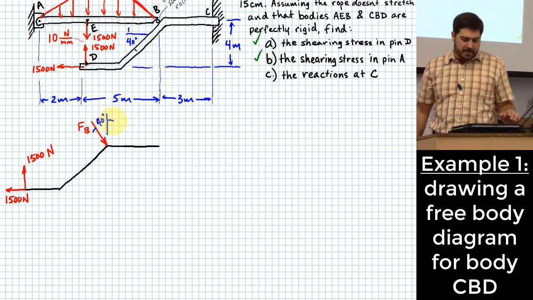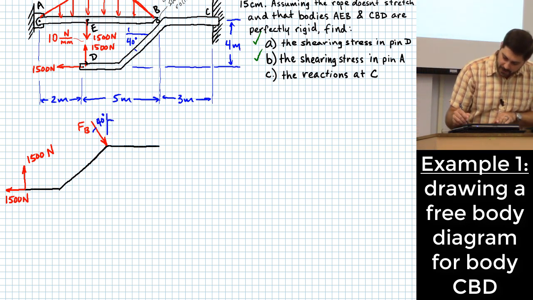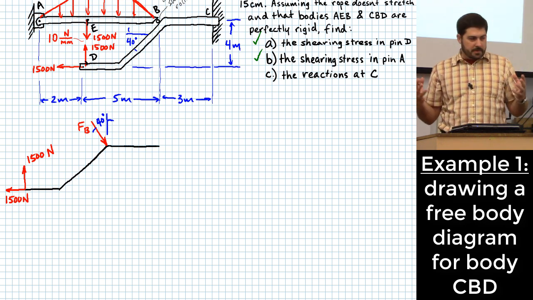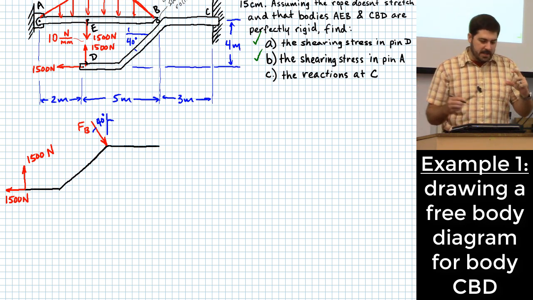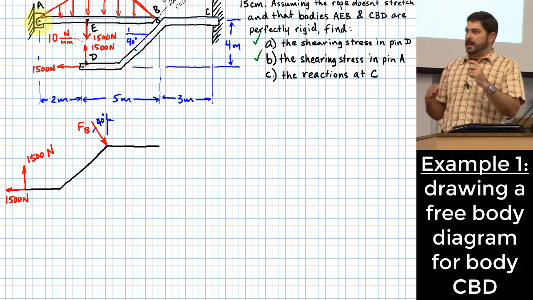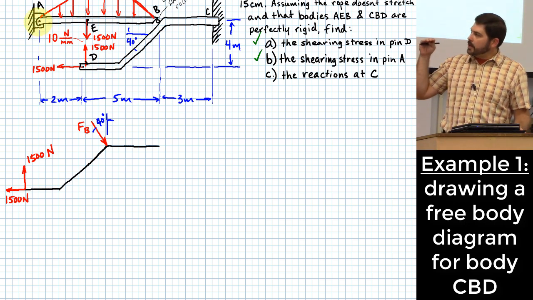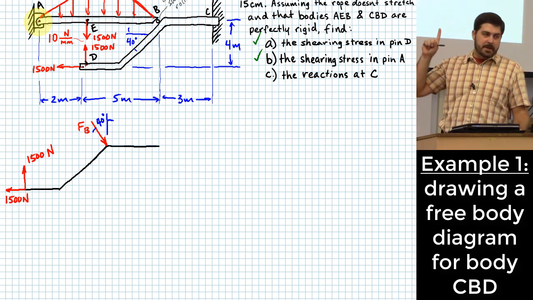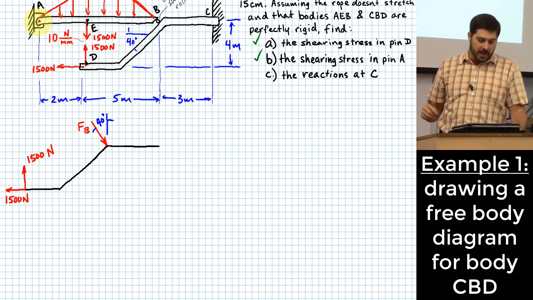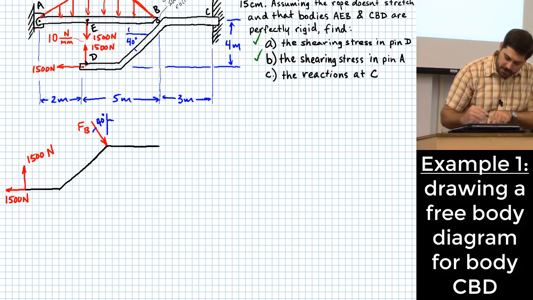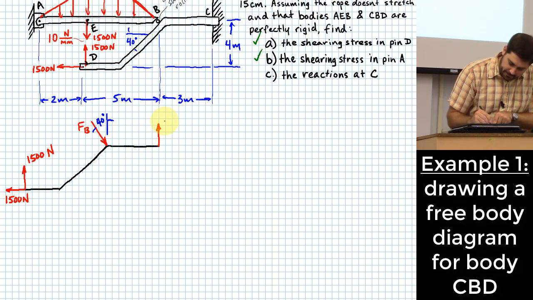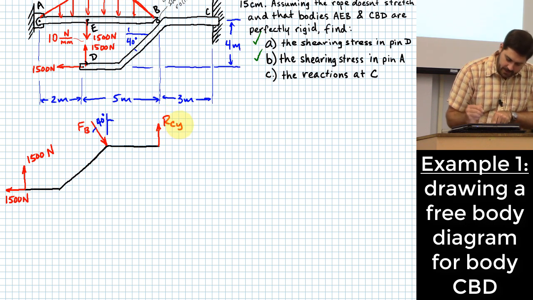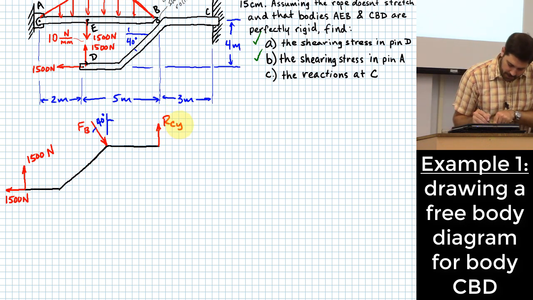All right, so those are the easy parts. Now let's look at C. Already, whenever we've looked at pins, for the case of like the pin at A, it constrains the motion for body AEB, both left and right, as well as up and down. So I have two directions of translation. We have that same thing happen on a fully fixed fixture like this, so we need to put those on there. So I'll say, we might have a reaction like this that I'll call RCY. And maybe another reaction on here that I'll call RCX.